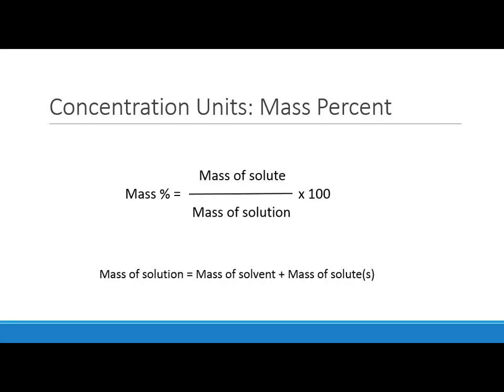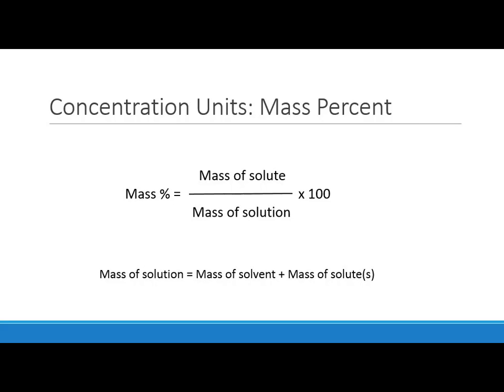Now, in order to discuss concentration of solutions, we need to have some units for this. There are a couple of different units that we could deal with. The first is mass percent. For mass percent, it's a very simple formula. You take the mass of your solute, divide by the mass of your solution, and multiply it by 100 to make it into a percent. So, relatively simple, right?